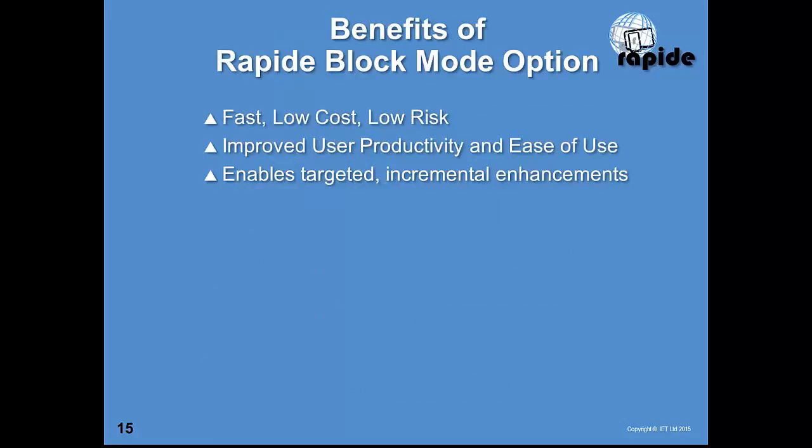So the benefits of the block mode option: it's a fast, low cost, low risk transition from block mode to the web, targeted at significantly improving user productivity and ease of use of the application. And then once you're on the web platform, then you have the full power of Rapide and Gen GUI to target incremental enhancements to your application to improve and extend the application beyond what you could previously achieve with a block mode application. Obviously, if you don't need any of that and you purely want to move the platform, then it's a very quick transition and you're up and running within days, really.